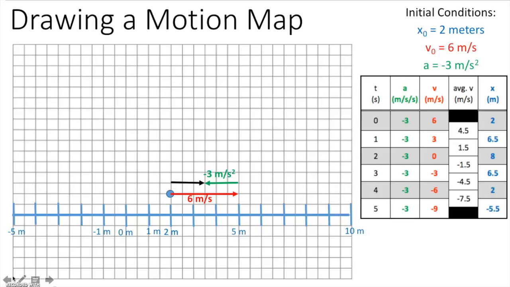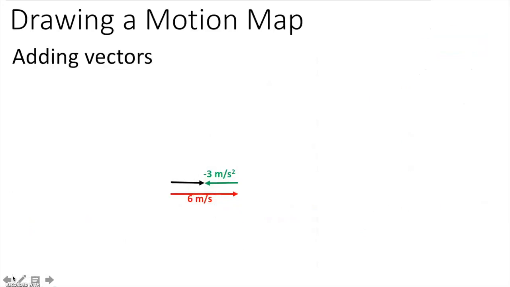Let's talk a little bit about the vector addition. I'll drop everything except the vectors. 6 minus 3 is positive 3, but the units should concern you a little bit. Can we really add 6 meters per second to negative 3 meters per second? We'll drop the numbers and just talk about the symbols a little bit.